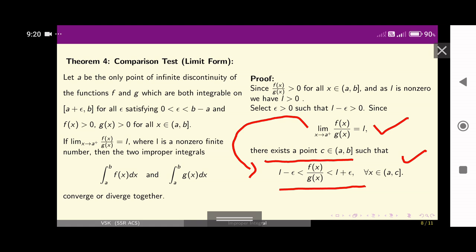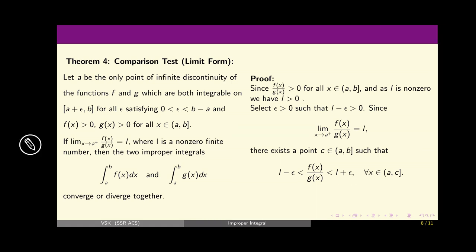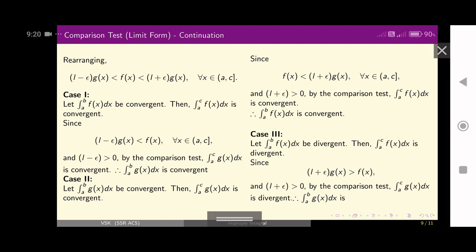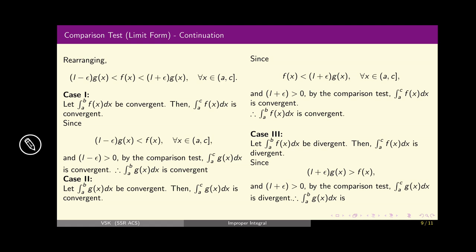Now what we can do, we can multiply g(x) on both sides and we get the inequality (L minus epsilon) g(x) is less than f(x) less than (L plus epsilon) g(x). Note that this L minus epsilon and L plus epsilon are positive numbers, so these two will not create any problem when we proceed. So now let us see case number 1.